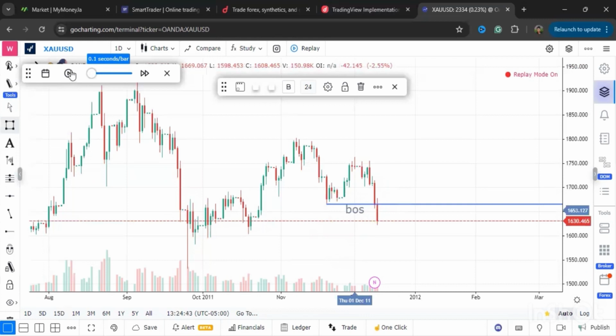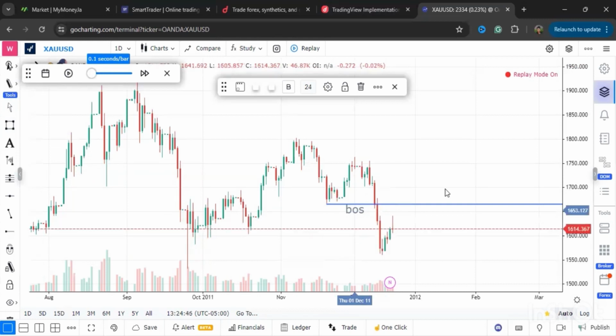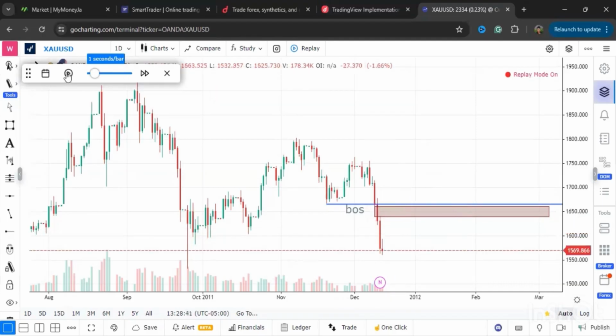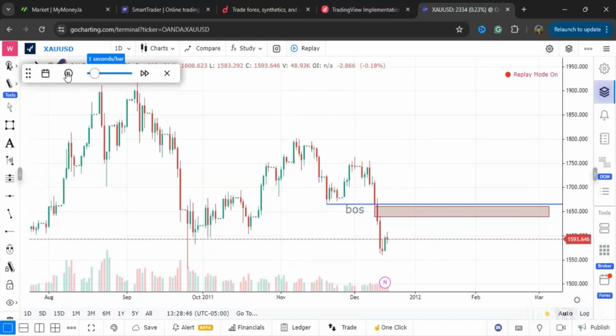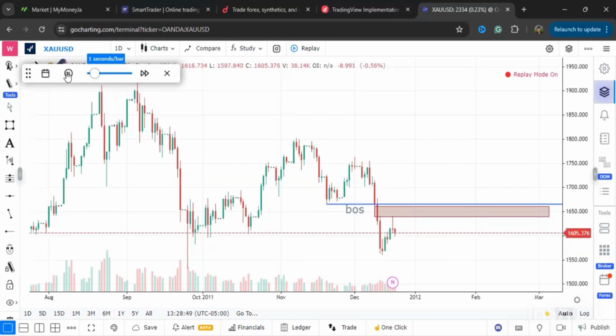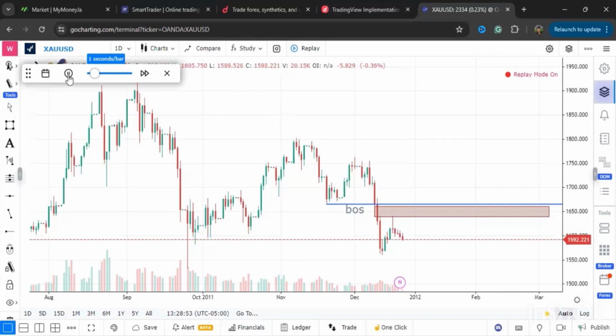And we also can let it play out a little bit. And once we let it play out, what else did we notice? We noticed a fair value gap, a 3 candle movement, and we play it, see if price taps in and respects it. We see where price taps in, respects it.